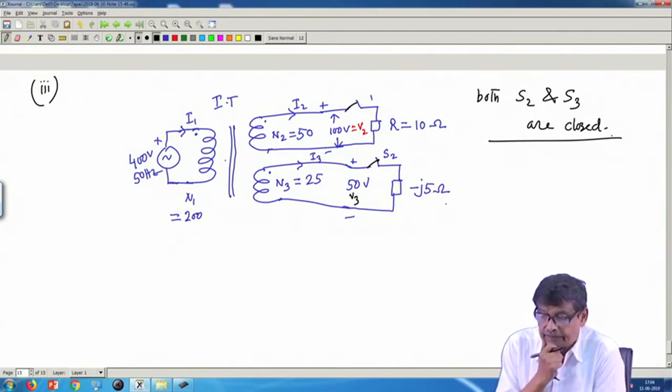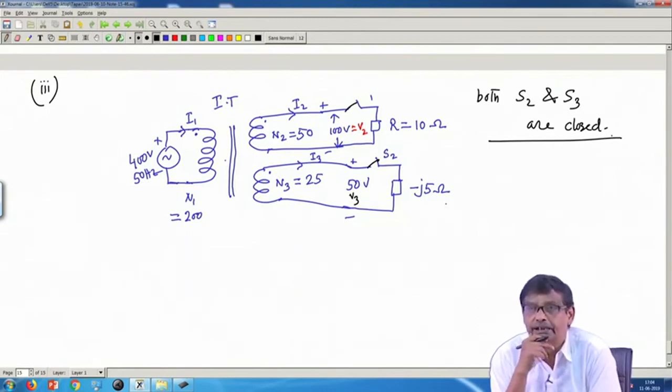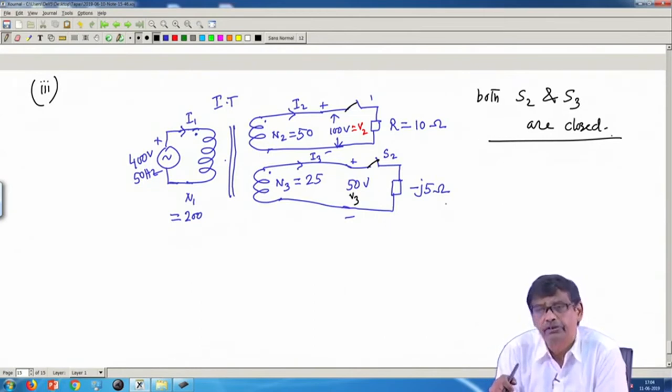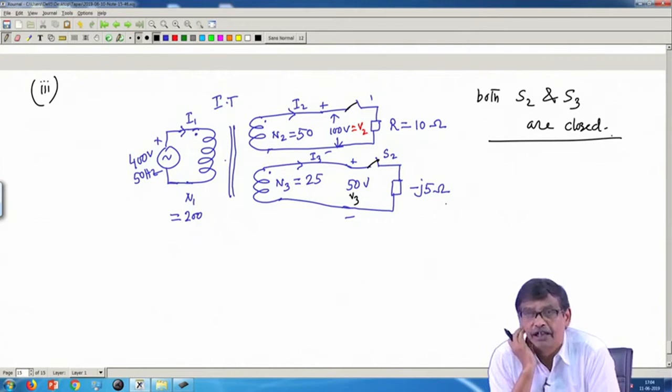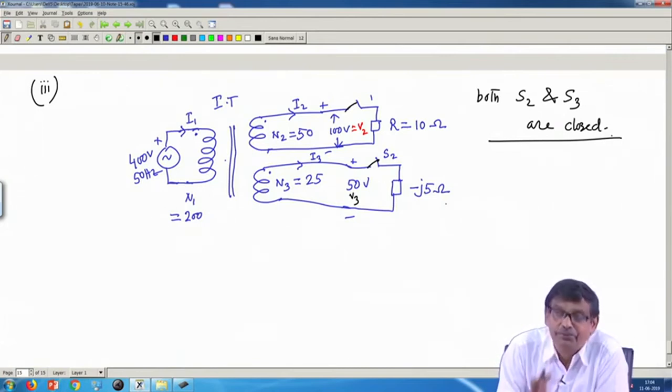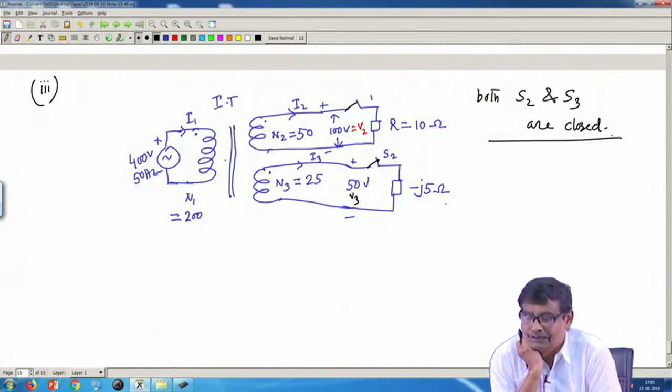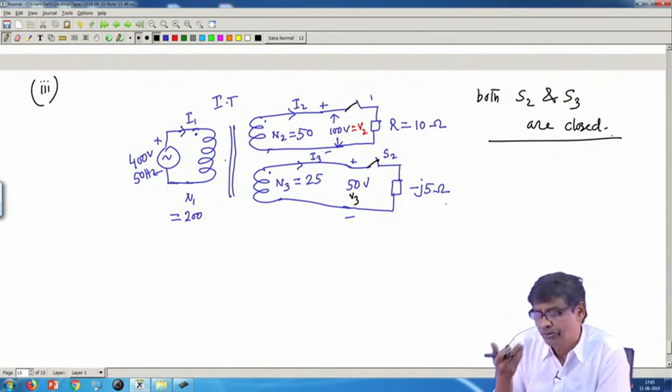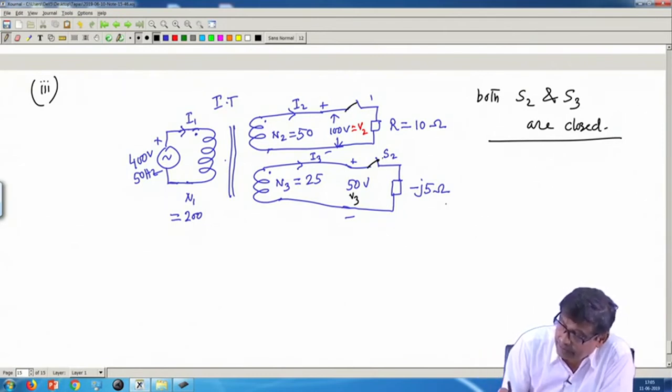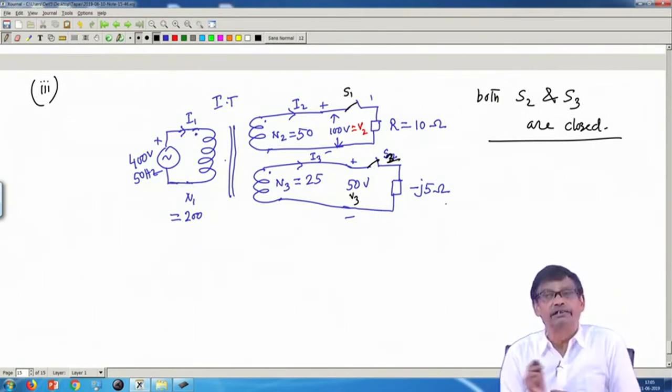The clue to this problem once again is that fundamental thing. What is that fundamental thing? No matter what the position of the switch is, either closed or open, flux in the core of the transformer cannot change. It has to remain the same. Why? Because KVL is to be satisfied on the primary side. Either S2 is closed, S3 is closed, or both of them are closed, it does not matter. This is S3 actually, or S1, S2 as I told it, whatever it is, both the switches are closed.